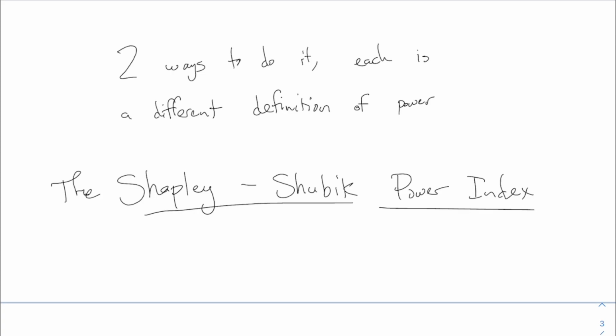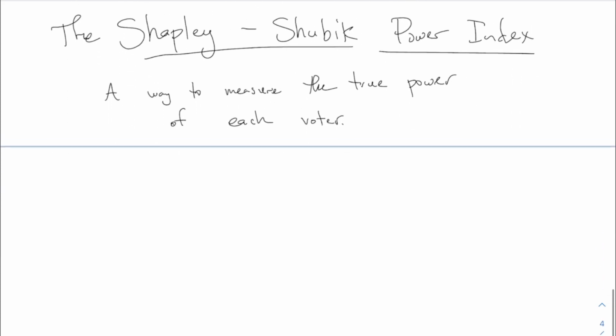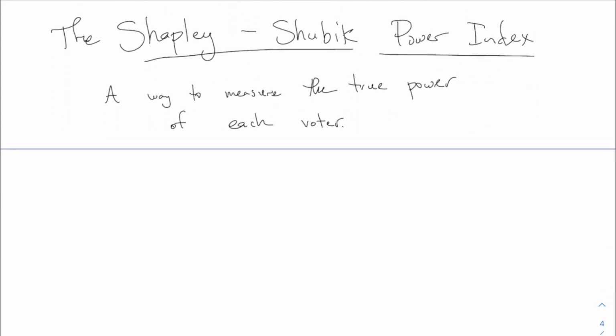The Shapley-Shubik Power Index is a way of telling the true power of each of the weights in a weighted voting system. It's a way to measure the true power of each voter. All right? And as I've said many times, you cannot just look at the numbers. The numbers often are misleading about who has what percentage of the true power, all right? But that's the purpose of the Shapley-Shubik power index, okay?